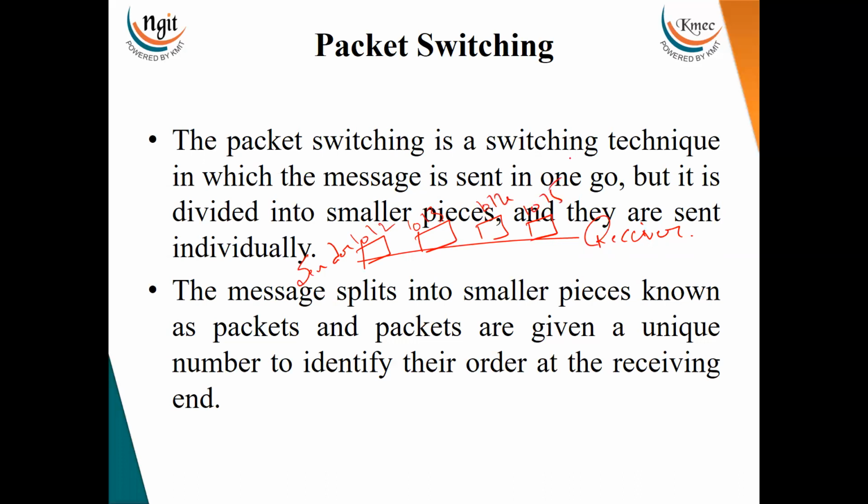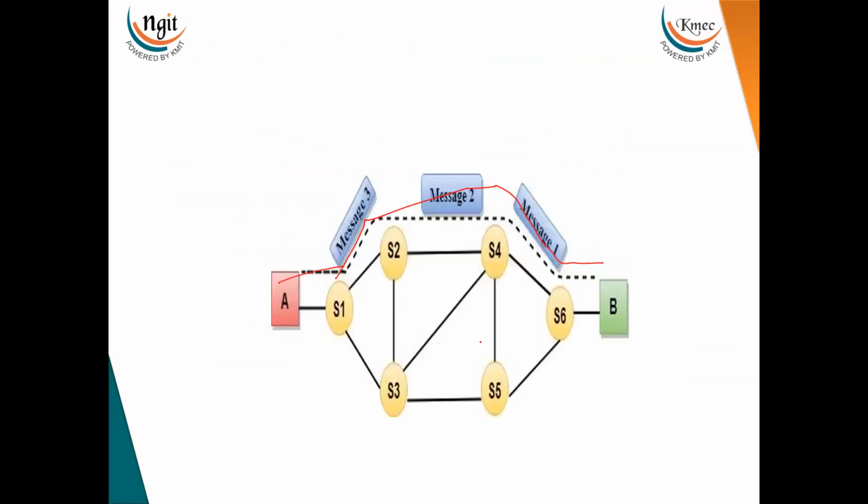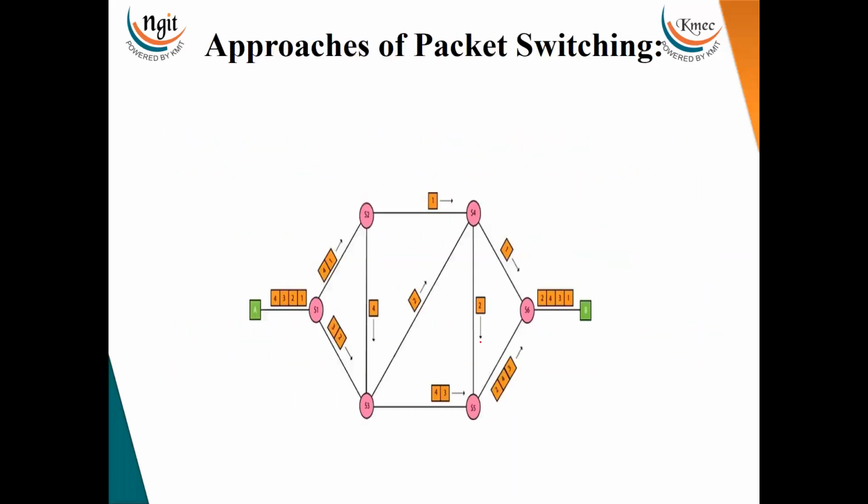Every packet contains information in its header, such as a source address, destination address, as well as a sequence number. The packets are going to be transmitted in a path. Same as we created a path for circuit switching, for packet switching also it is going to create one path.